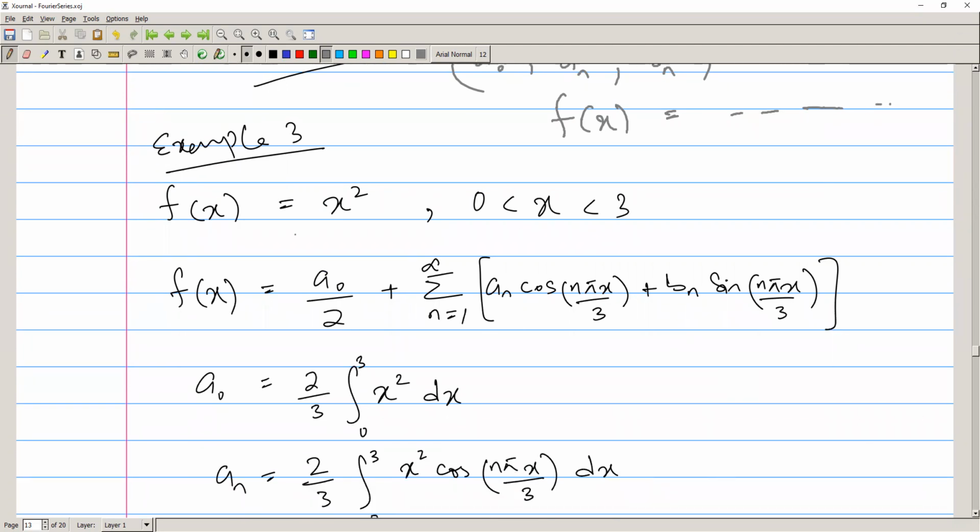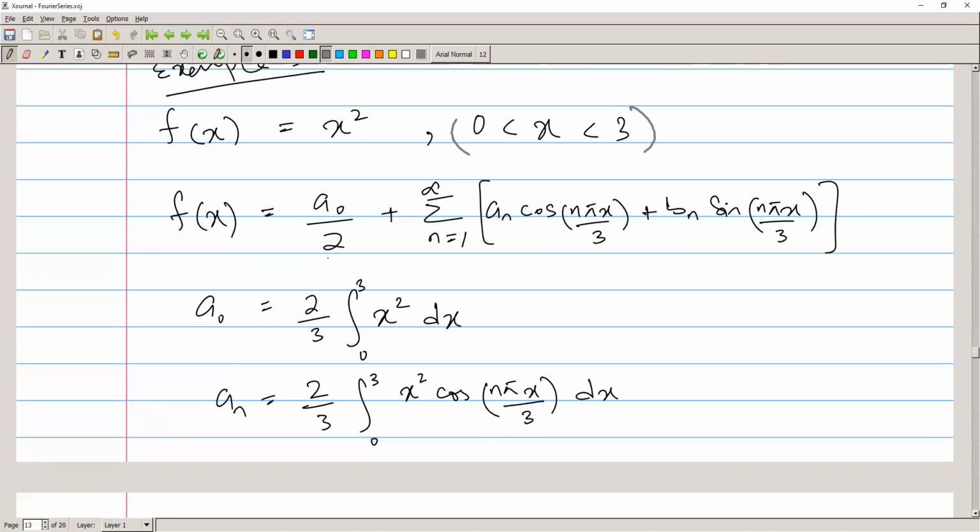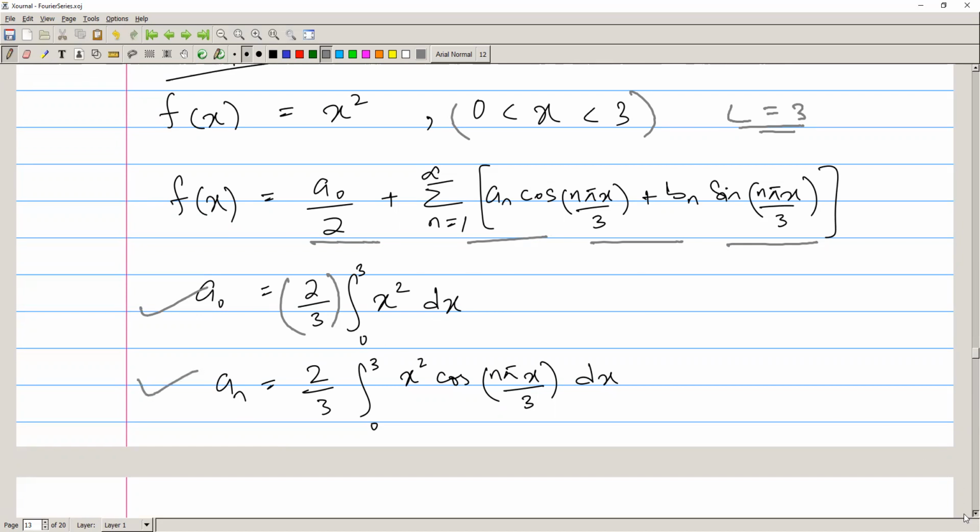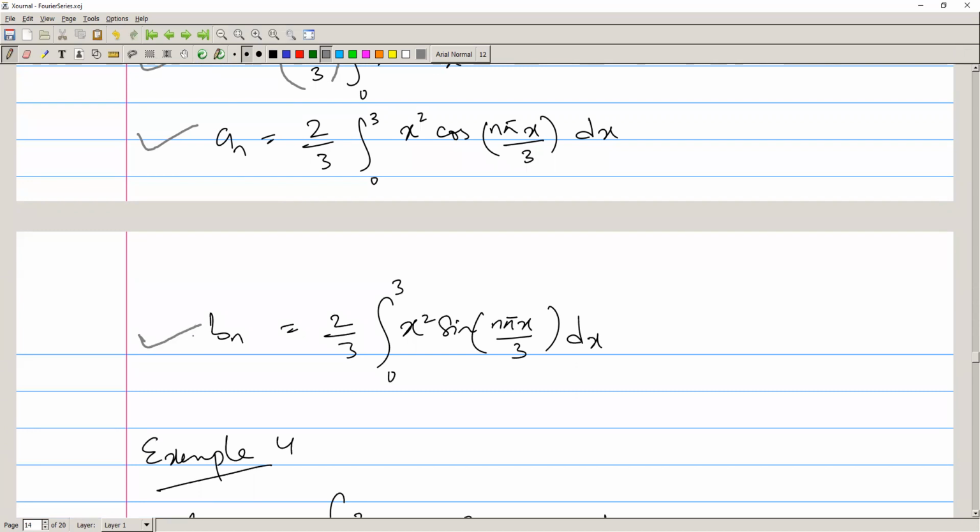Now for example number 3, f of x is x squared from 0 to 3. It is defined in this interval. So the series will be like this. The angle is now n pi x over 3. And here it will be 2 over 3 because L is equal to 3 in this case. So we will find a naught, a n, and similarly we can find b n. Then the final answer will be f of x equal to the series.